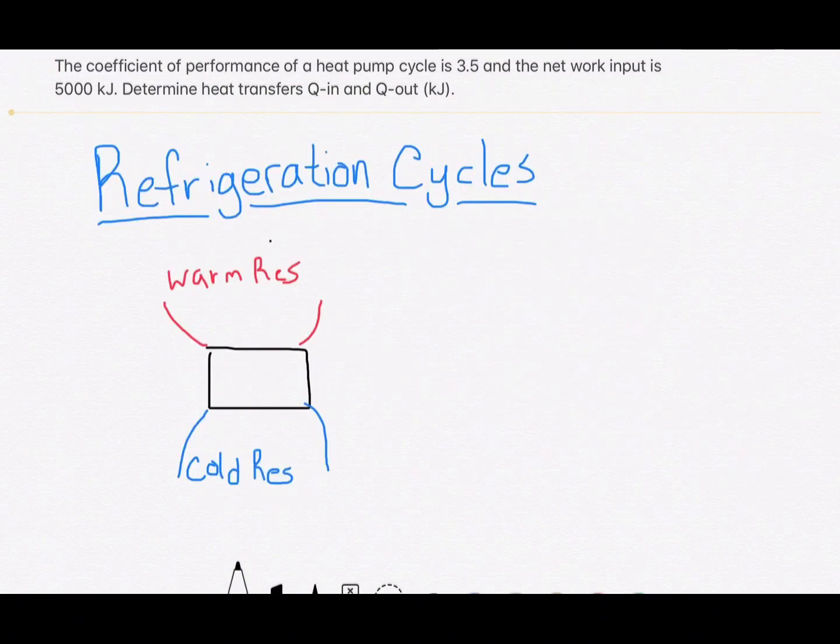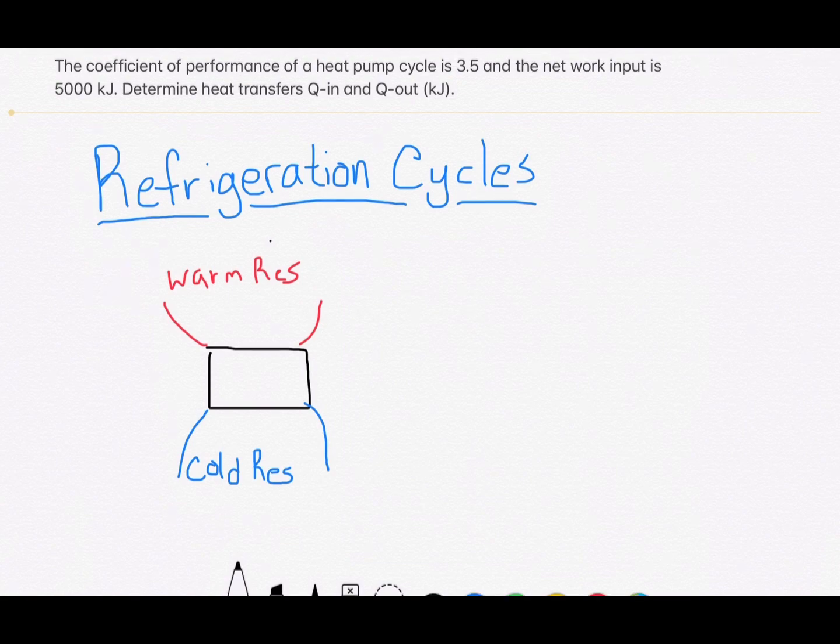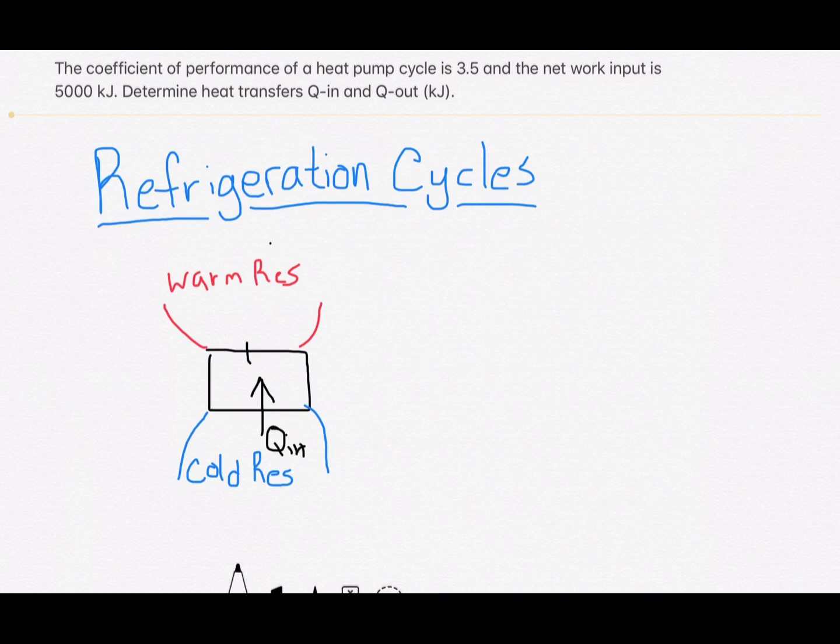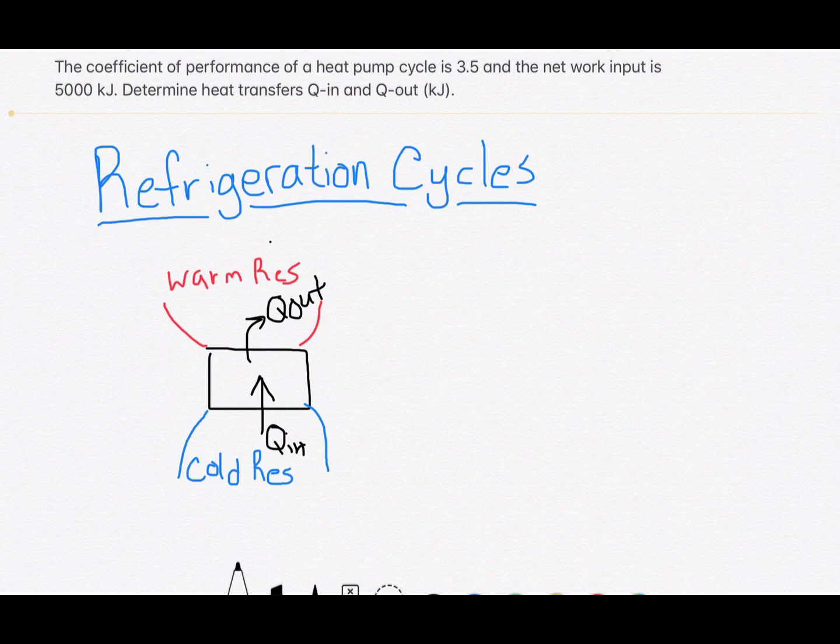The next cycle we're going to cover is refrigeration cycles. The goal of a refrigeration cycle is to create a cold reservoir. And so what you're going to have in this cycle is you're going to bring in heat from the cold reservoir, and you're going to dispel it to the warm reservoir. And to bring this heat in and then dispel it, you require some power input. There's a variable for it. It's the Greek beta.